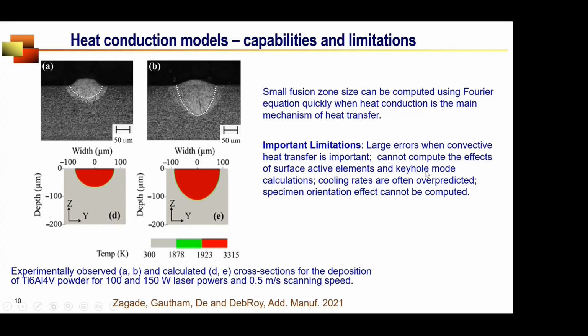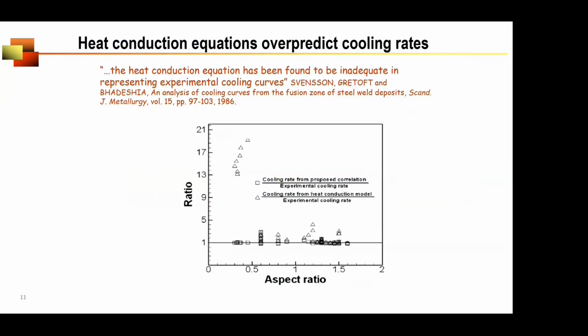When there is a keyhole, it's difficult to use those models, although approximately they can be used. Cooling rates are often overpredicted. That's another artifact of heat conduction models. And specimen orientation cannot be computed. Like if the surface is tilted, then we cannot use these. So I'm going to talk a little bit about those limitations.